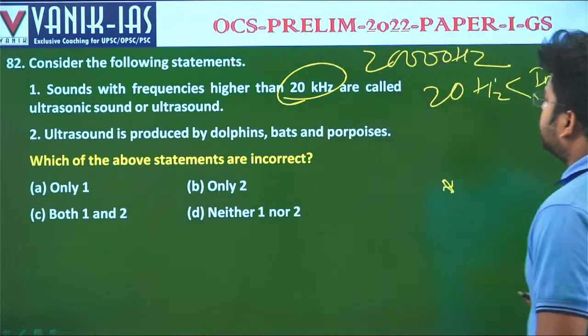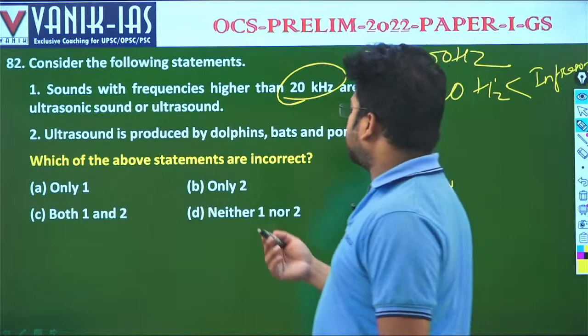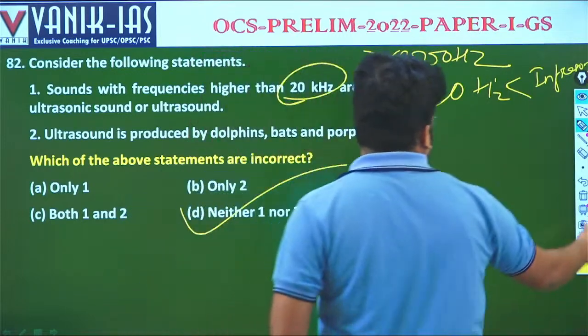Ultrasound is produced by dolphins, bats and porpoises. Which of the following statements are incorrect? Neither 1 nor 2 is incorrect. All are right.